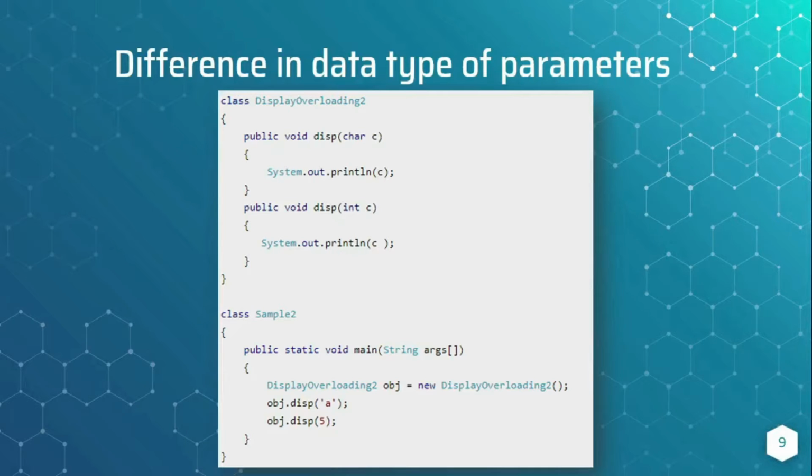Difference in data types of parameters. In this example, the method disp is overloaded based on the data type of parameters. We have two methods with the name disp, one with a parameter of char type and another method with a parameter of int type. So based on our code, our output is "A" followed by "5".